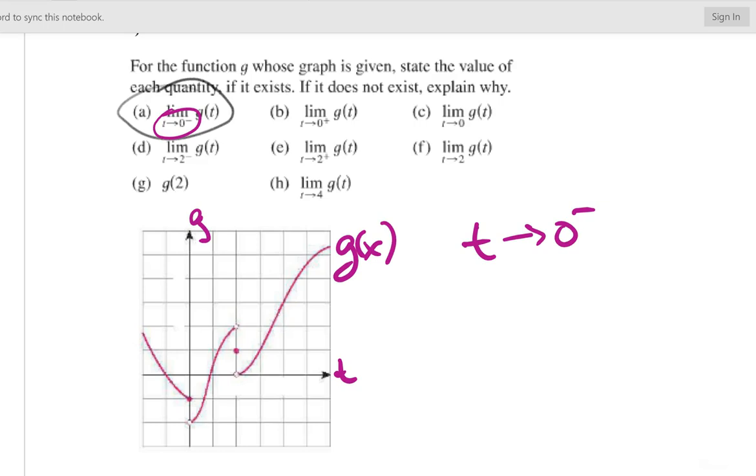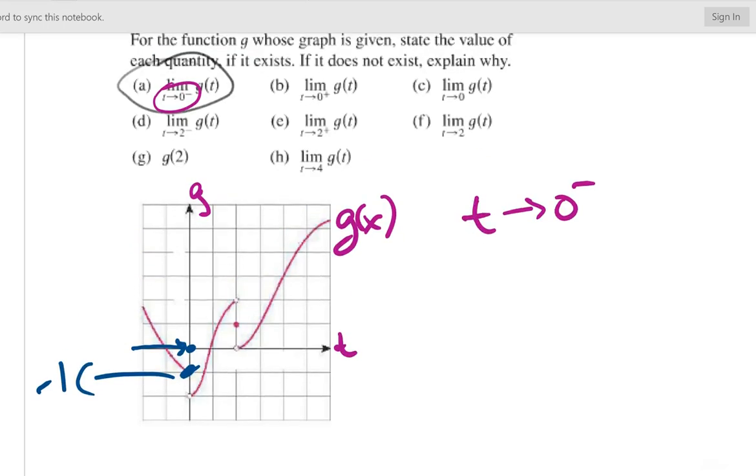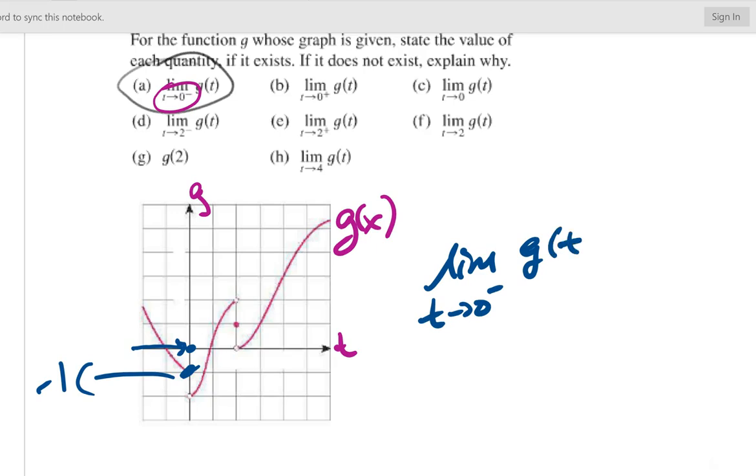So let's march in using blue to 0. All right, so 0 is right here. The value of the function is -1. So this right here, this is -1. As we come in from the right, so here's how we write it. We write the limit as t goes to 0 from the left of g of t. g of t is going to be -1.